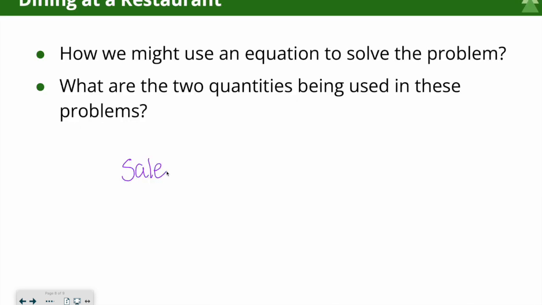Sales tax, we're not adding. If we're doing the total, it's 100% plus the tax rate.